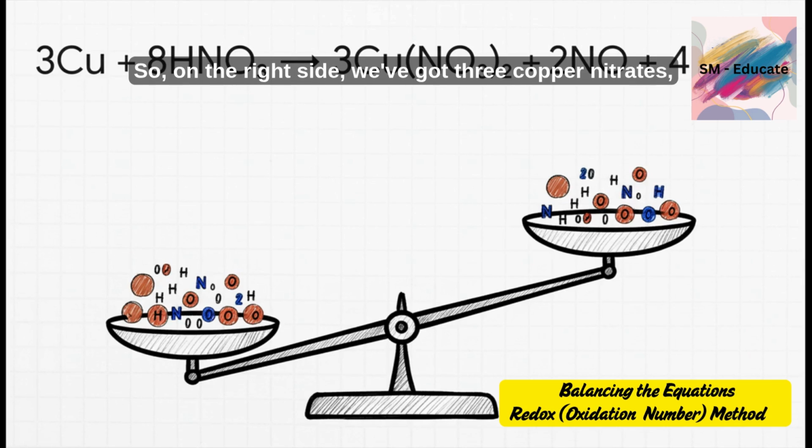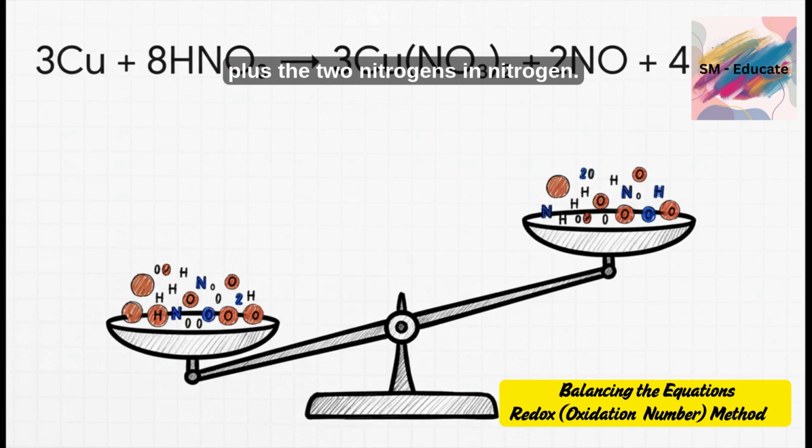So on the right side, we've got 3 copper nitrates, which have 6 nitrogen atoms in them, plus the 2 nitrogens in nitric oxide. That's 8 nitrogens total. So we need 8 nitric acids on the left. That gives us 8 hydrogens, so we need 4 water molecules on the right. And let's do a quick oxygen check. 24 on the left and 24 on the right. Perfect balance. We did it.